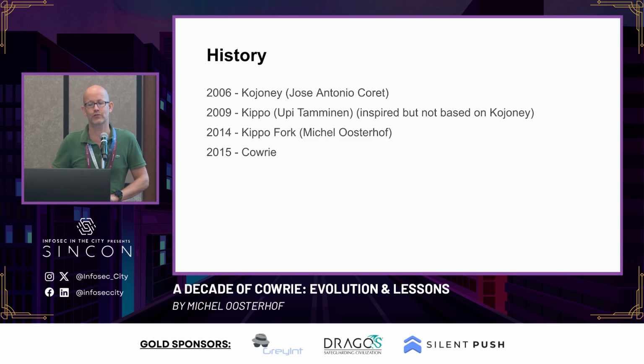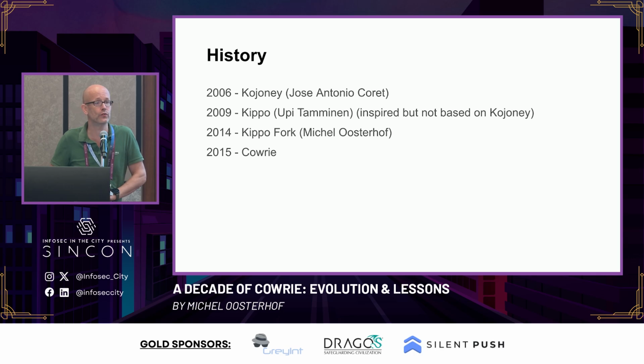A few of my patches were accepted by Upi, but at some point I think I did too much, or he was too busy, and a lot of what I built was not included in the original Kippo. So I reached out to Upi and said I wanted to make my own copy and fork it. It's open source software, so you can do that. He was all right with that, and at some point I renamed it to Cowrie. This was 2015, so about 10 years ago now.